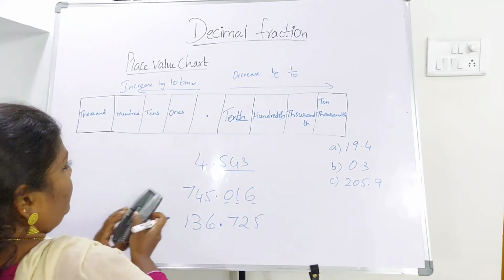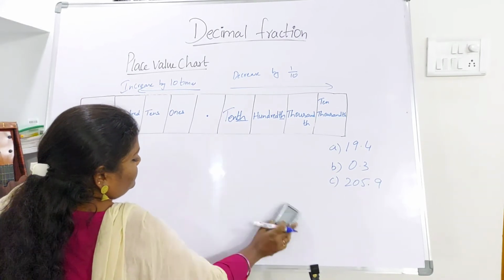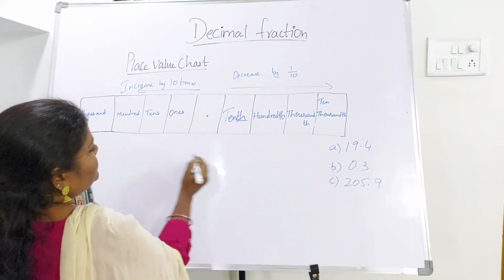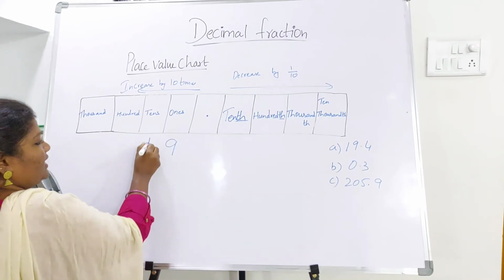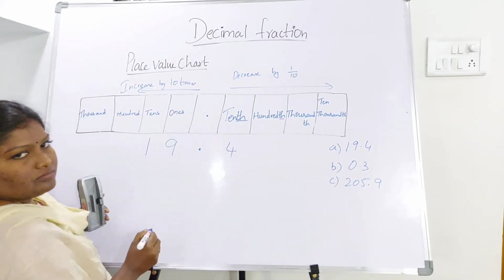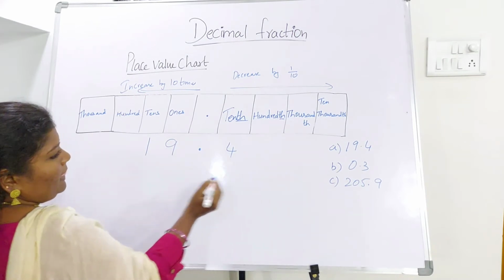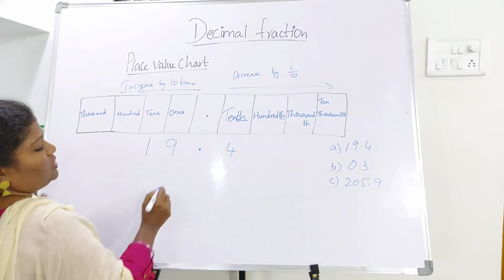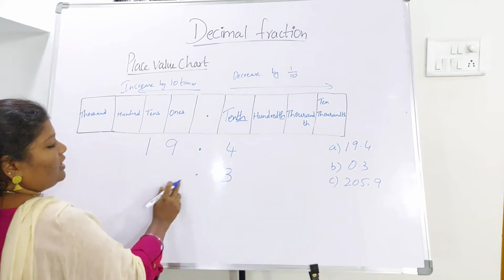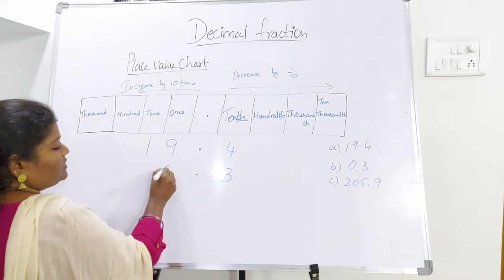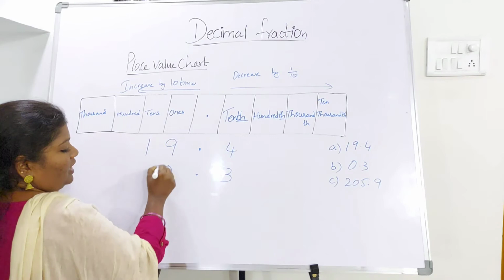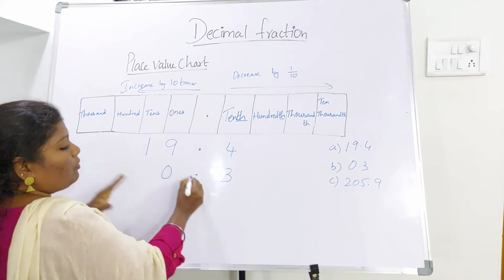So let me place the decimal numbers in a chart. The first one is 19.4. So 9 is in the ones place, 1 is in the tens place, and you have a decimal point, and after that 4. In the same way, the second one is 0.3. You have a decimal point and 3 is placed here. Before the decimal point we need to keep a 0. Why? Because we can't just write .3. To make it clear, we use 0 before the decimal point, so 0.3.